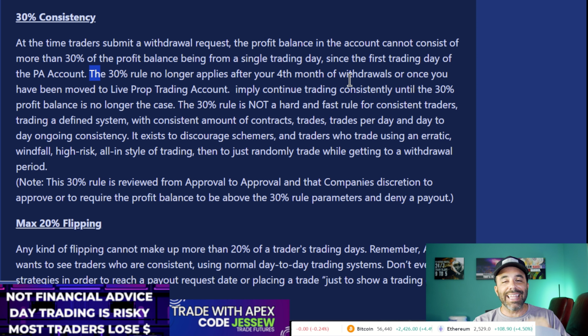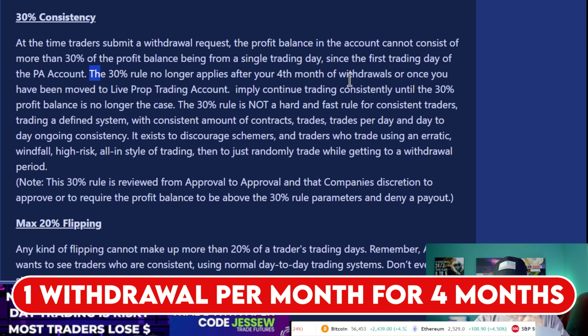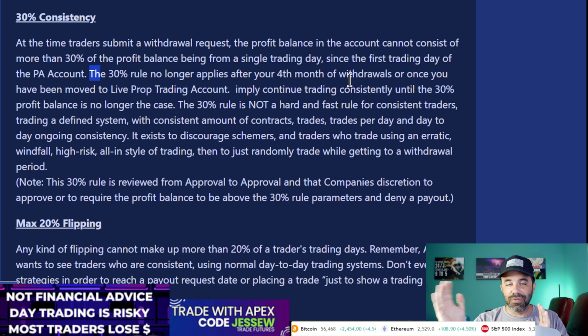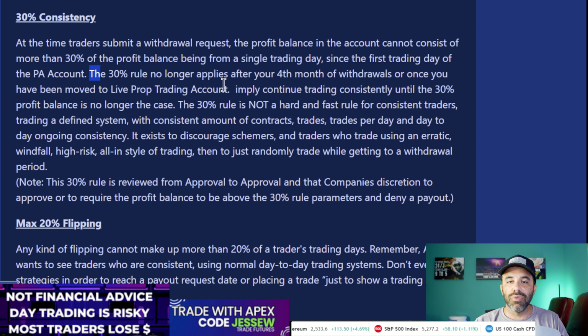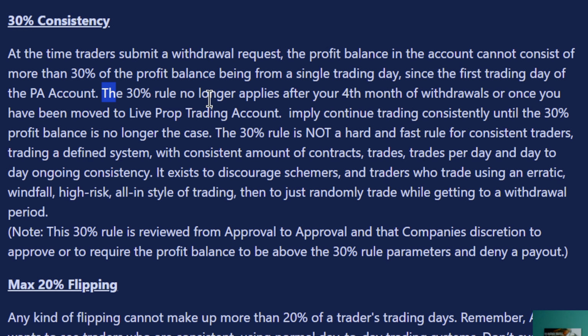So if you've taken at least one withdrawal per month for 4 months, after that 4th month, that 30% rule doesn't apply anymore. Or if you're just a badass trader and they stick you in a live prop account, that's another way that you get away from the 30% rule. So here, the 30% rule no longer applies after your 4th month of withdrawals or once you have been moved to a live prop trading account.